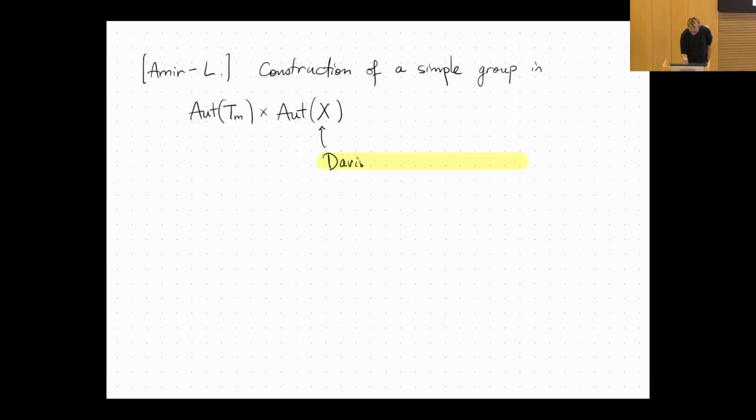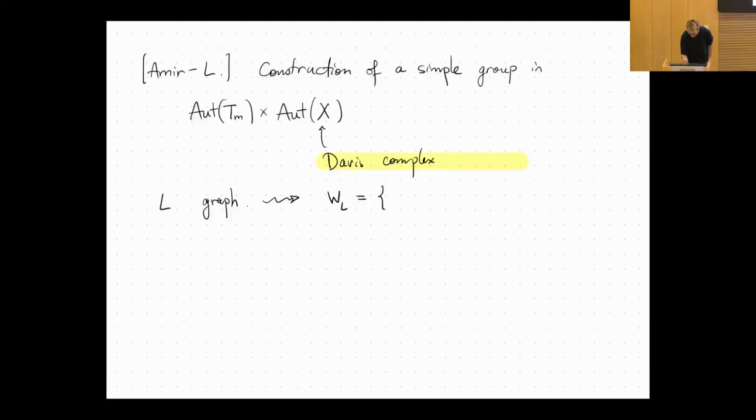We build simple groups in products that are not trees, but a tree and some other guy, and this other guy is a Davis complex. So let me just tell you what this is. You take a graph L, a finite graph, and you build the right-angled Coxeter group, WL. Note that it's going to be related to what Amir said, but exactly the opposite in a sense.